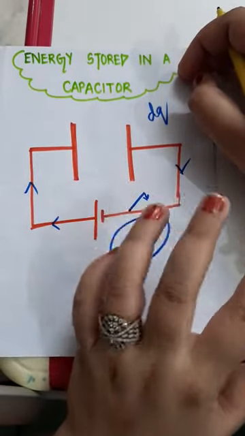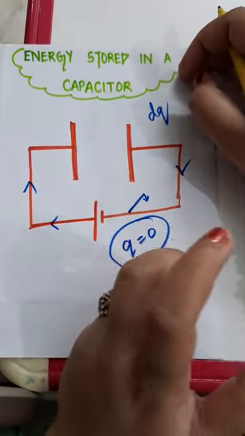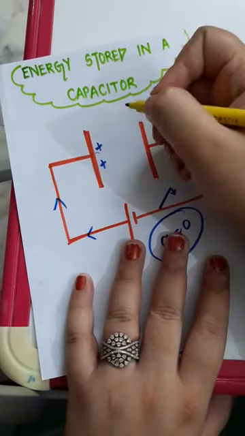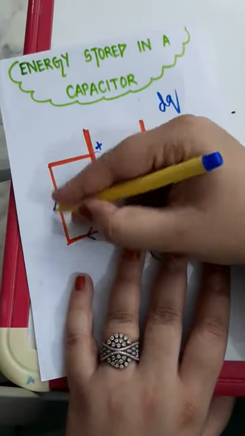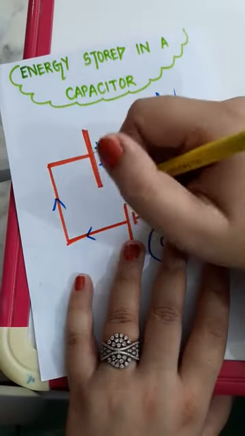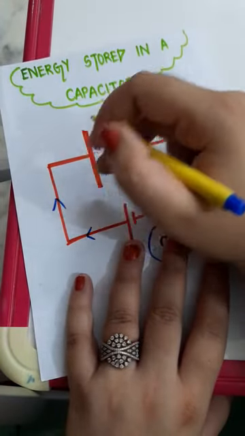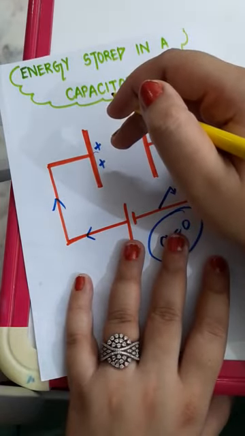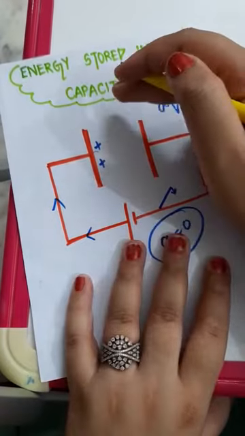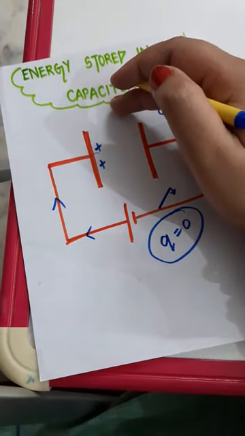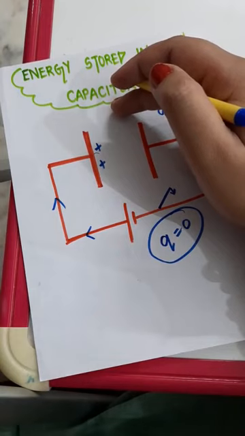And what else happens here? Suppose some positive charge has already been stored here, and now some more positive charge is moving. Don't you think that the ongoing positive charge would be repelled by the already existing positive charge? But still it is going. This means this battery is doing wonders. This battery is doing some electrical work.